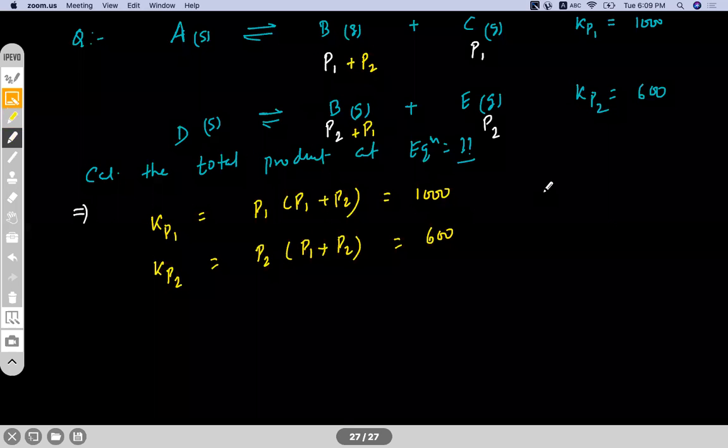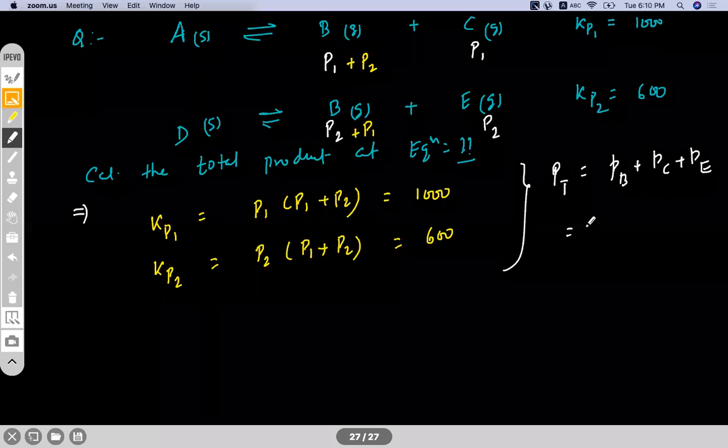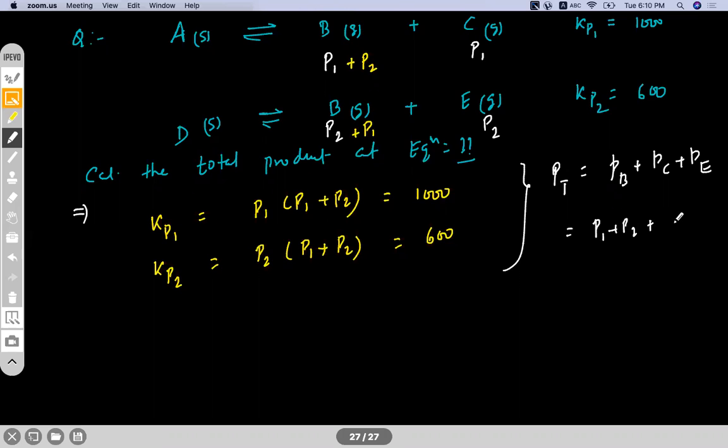Right? What we need to find out, could you tell me? We need to find out PT, total pressure, right? This pressure is because of all the gaseous species, that is the pressure of B, pressure of C, and pressure of E. These are the three species we have at equilibrium. So pressure of B is P1 plus P2, and pressure of C and E is again P1 plus P2. So obviously total pressure is two times P1 plus P2. If you have this equation, you can solve and find P1 plus P2, and then two times P1 plus P2 is your answer. Could you tell me the answer now?